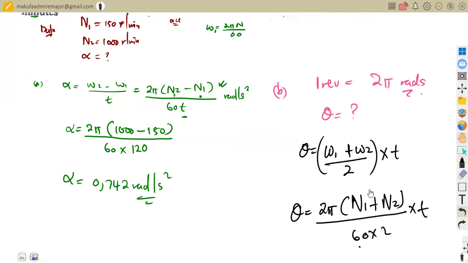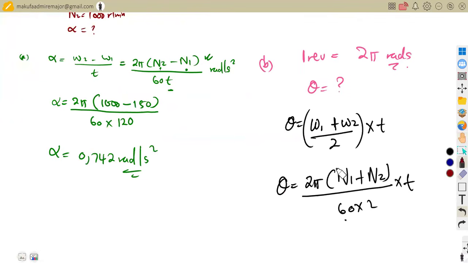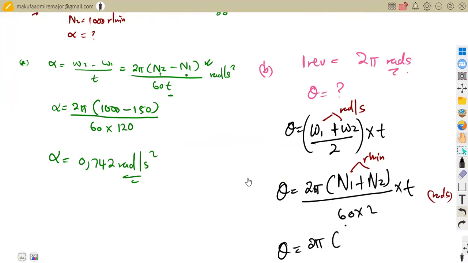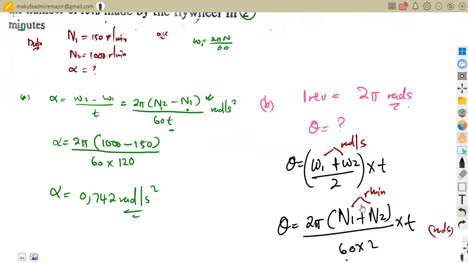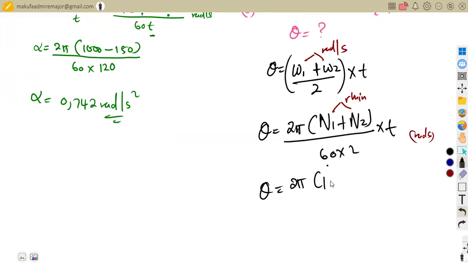So this is the formula that you can use when your speed is in revs per minute. But if you're given it in rad per second, you're going to use the rad per second. So when you're given speed in revs per minute, you obtain your theta in rad. You can take this formula or you can extend it that way. Since we are given this and I do not want to convert, I'm just going to use my formula straightforwardly. N1 is 150, N2 is 1000. So this is 150 plus 1000, everything over 60 times 2, times the time.